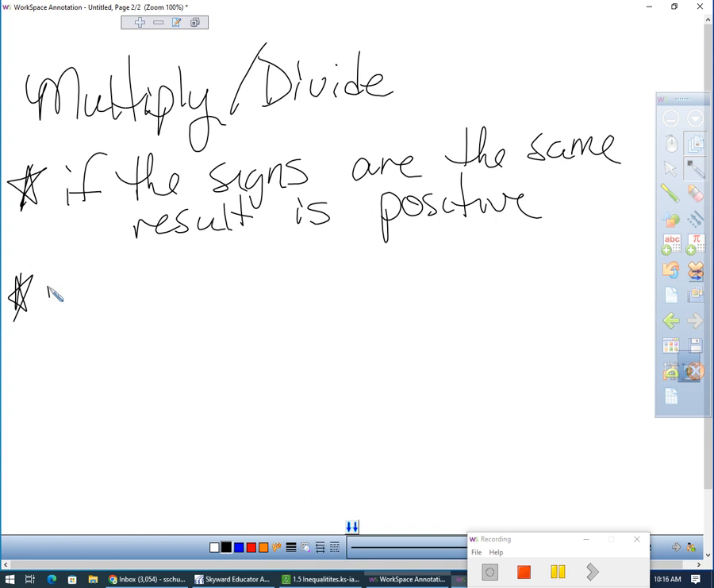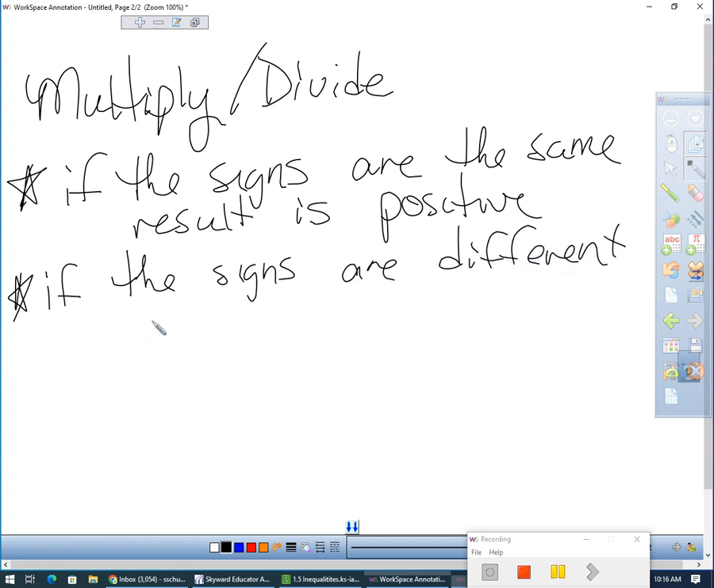Next one. If the signs are different, the result is negative. So our signs are different. We're on different teams. The result is going to be negative. Exactly.